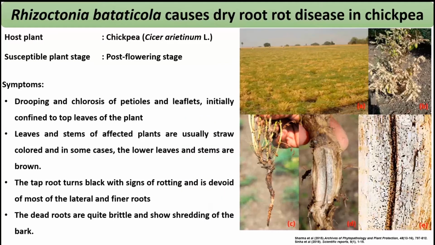Rhizoctonia bataticola causes dry root rot disease in chickpea. The host plant of this fungus is chickpea, and the most susceptible plant stage is the post-flowering stage. The symptoms of this disease are drooping and chlorosis of petioles and leaflets, and the affected plants will have straw-colored leaves on the stems. The tap roots of the affected plants will turn black with signs of rotting and are devoid of most of the lateral and finer roots. The dead roots are quite brittle and they show shredding of the bark. Most importantly, the affected roots will have dark minute microsclerotia in the pith region.